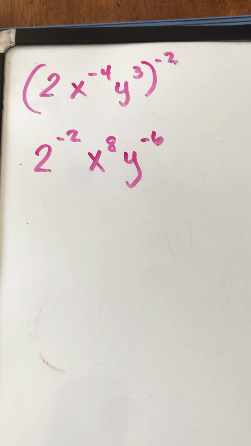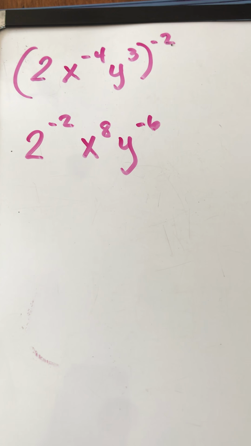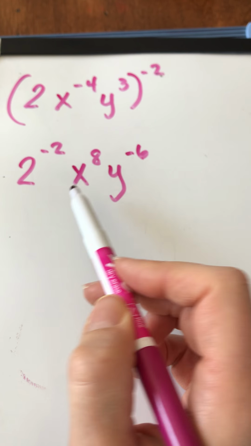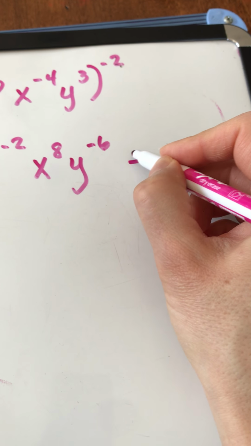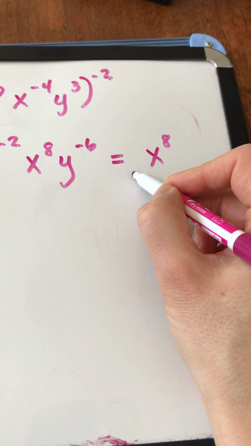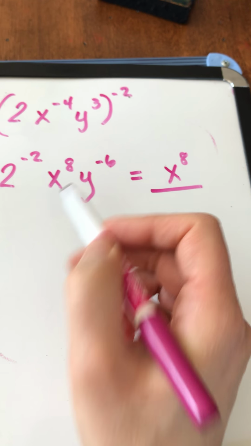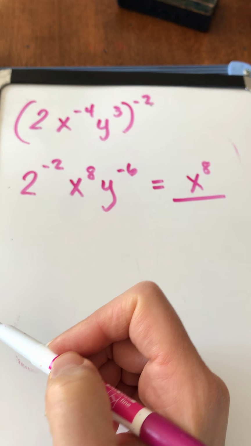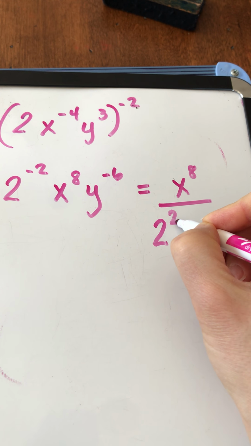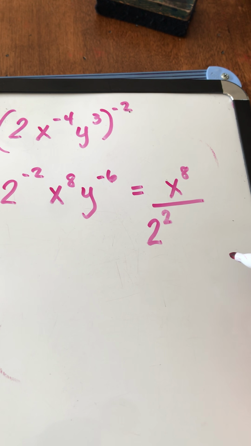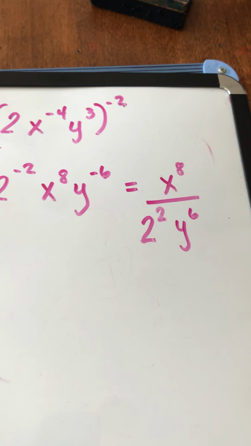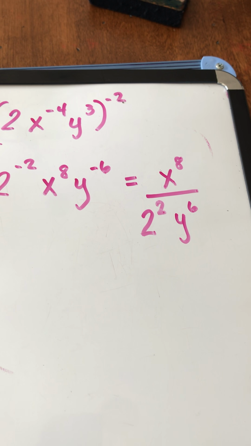We only need to move the negative exponents though. This has a positive exponent, so we're not going to touch this. That doesn't need to be rewritten or simplified. So because that's positive, the x to the 8th is going to stay where it is, and then the other two values with negative exponents need to move to the denominator. So 2 to the negative 2nd will become 2 to the positive 2nd in the denominator. Y to the negative 6 will become y to the positive 6th power in the denominator.